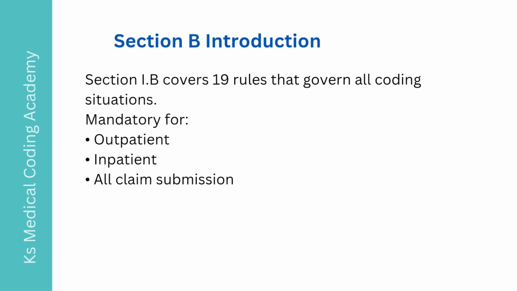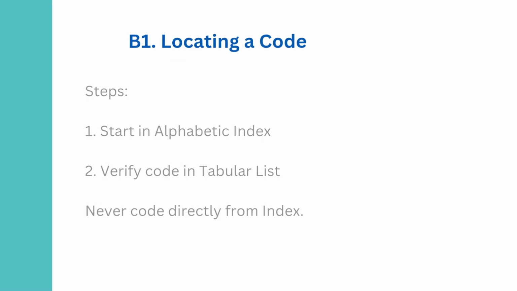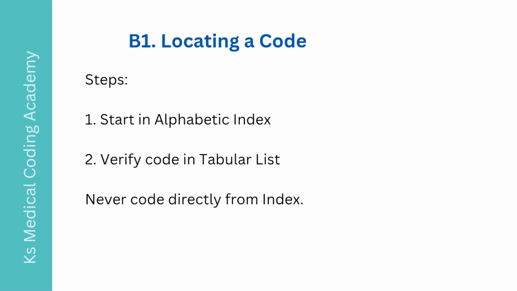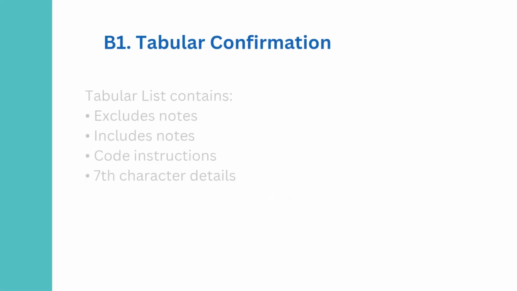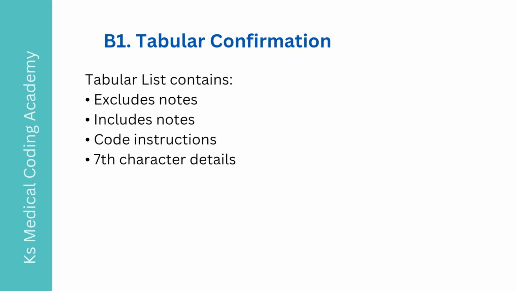Section I.B introduction. Section I.B contains 19 general coding guidelines that govern all coding situations: outpatient, inpatient, emergency, and claims submission. These rules are mandatory and universal. Locating a code. Always begin your search in the alphabetic index to find the main term and subterms. Then you must verify your selected code in the tabular list. Never code directly from the index. Tabular confirmation. The tabular list contains includes and excludes notes, instructional notes, and seventh character requirements. Verification in the tabular list is essential before assigning the final code.